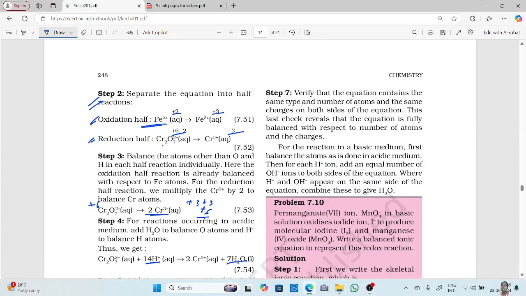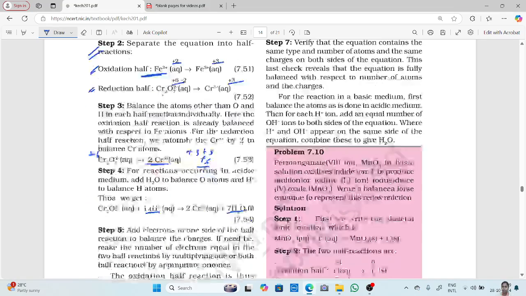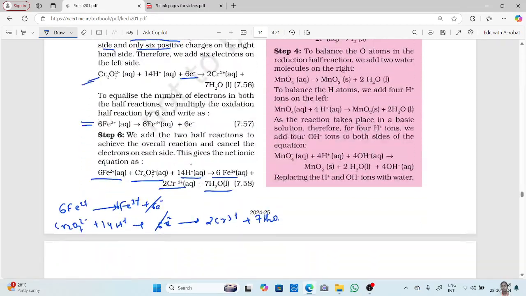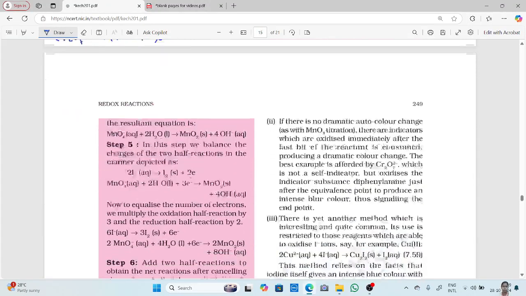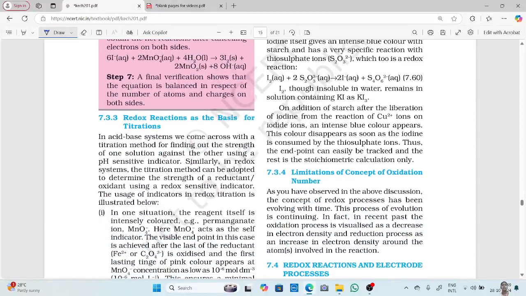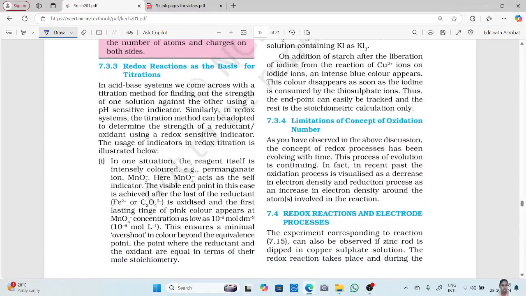Okay. The seventh step is to verify the equation containing the same number of atoms and the same charges on both sides of the equation. The last step is to cross check whether there is an equal number of atoms and equal number of charges on both sides. We will solve more examples of this and you will understand more of them. We will finish the chapter first and then I will add one more video where we will be solving all the balancing of redox reactions.